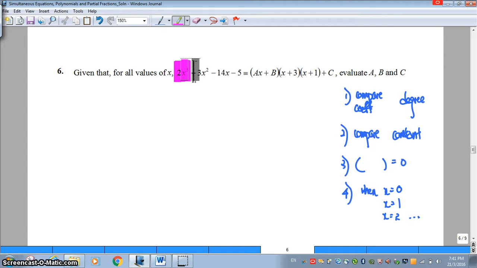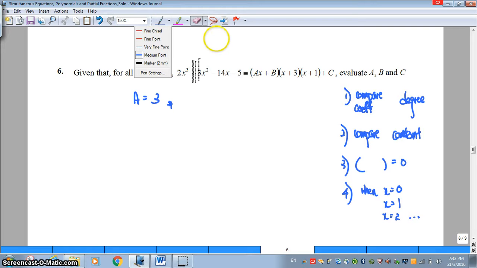So the coefficient of x cubed, in this case on the left hand side, is equal to 2. Now, take a look on your right hand side. Which are the terms that will allow us to get x cubed? Ax multiplied by x multiplied by x, and there are no other terms that will allow us to get x cubed anymore. So in this case, it's very obvious a must be equal to 3, and we are done for the first one. Next, moving on, let us compare the constant.